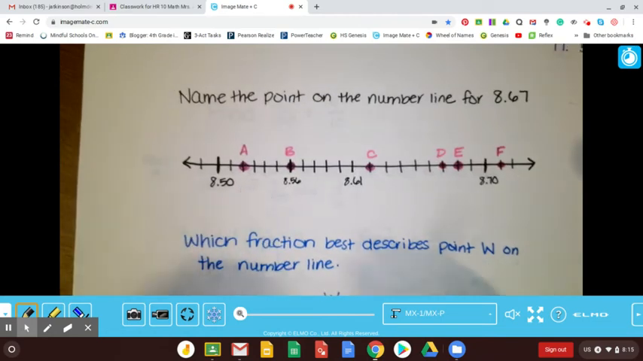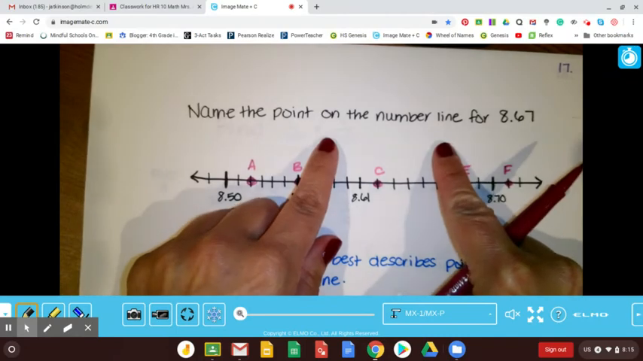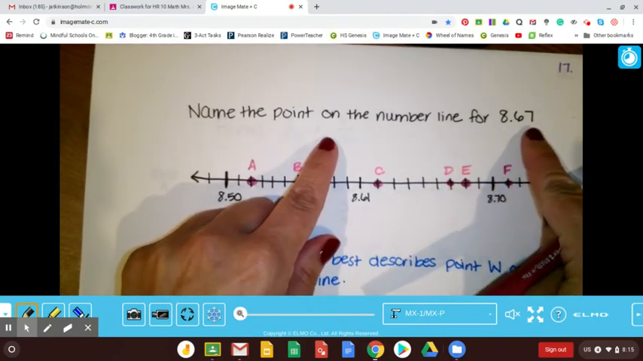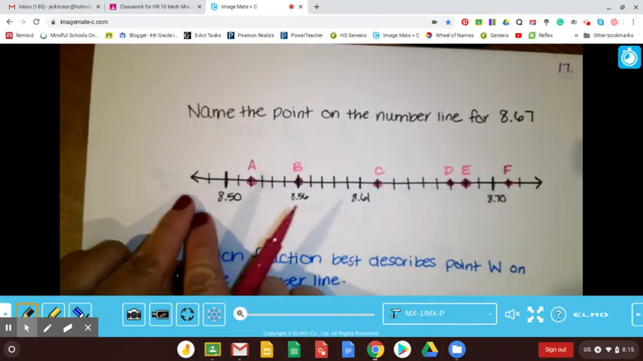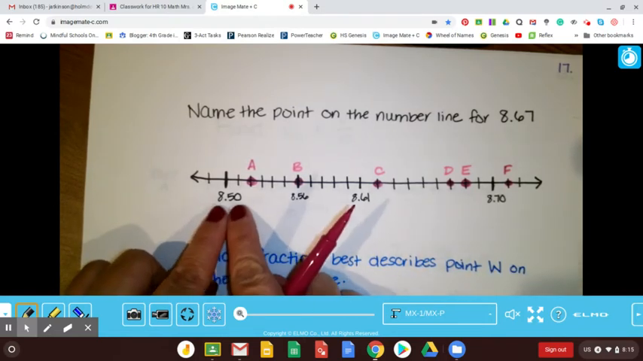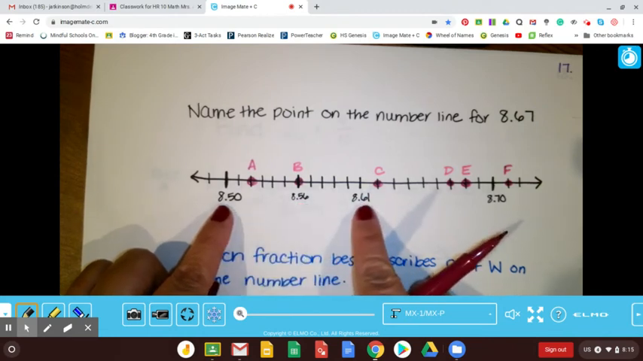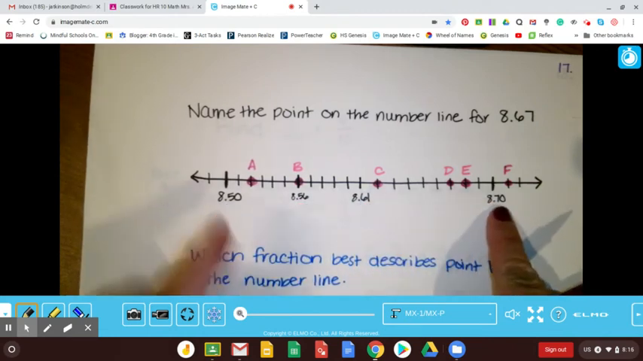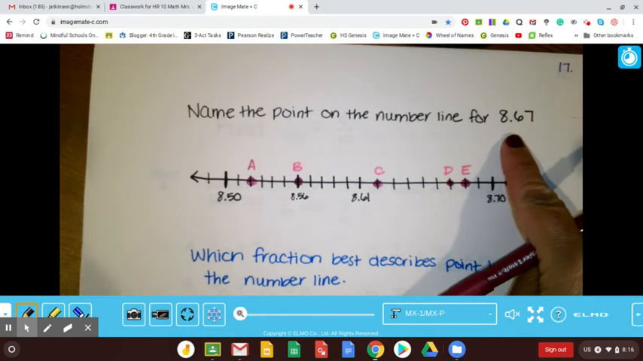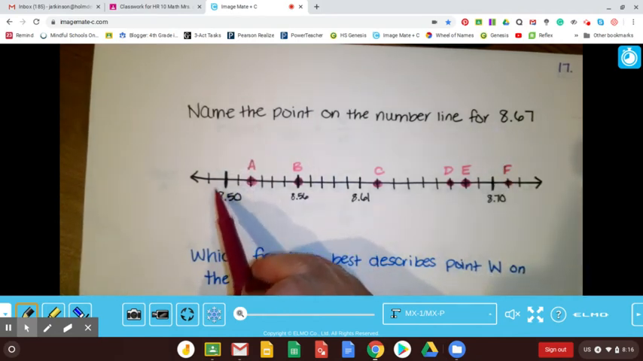All right, here's a number line problem. It says, name the point on the number line for 8 and 67 hundredths. So again, familiarize yourself with the number line. I have an 8.5, 8.56, 8.61, 8.70. All right, and what am I looking for? 8 and 67 hundredths. So, would this make sense?